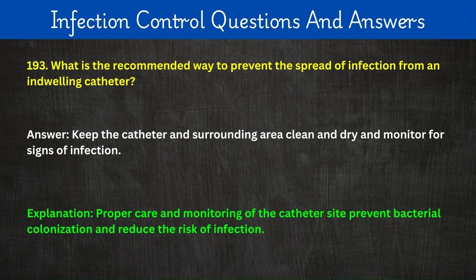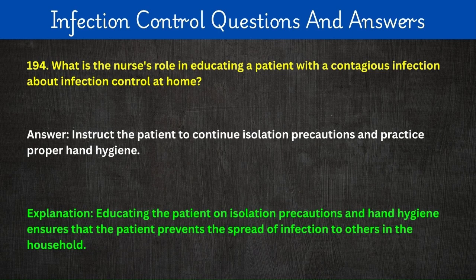Answer: keep the catheter and surrounding area clean and dry and monitor for signs of infection. Explanation: proper care and monitoring of the catheter site prevent bacterial colonization and reduce the risk of infection. 194. What is the nurse's role in educating a patient with a contagious infection about infection control at home?